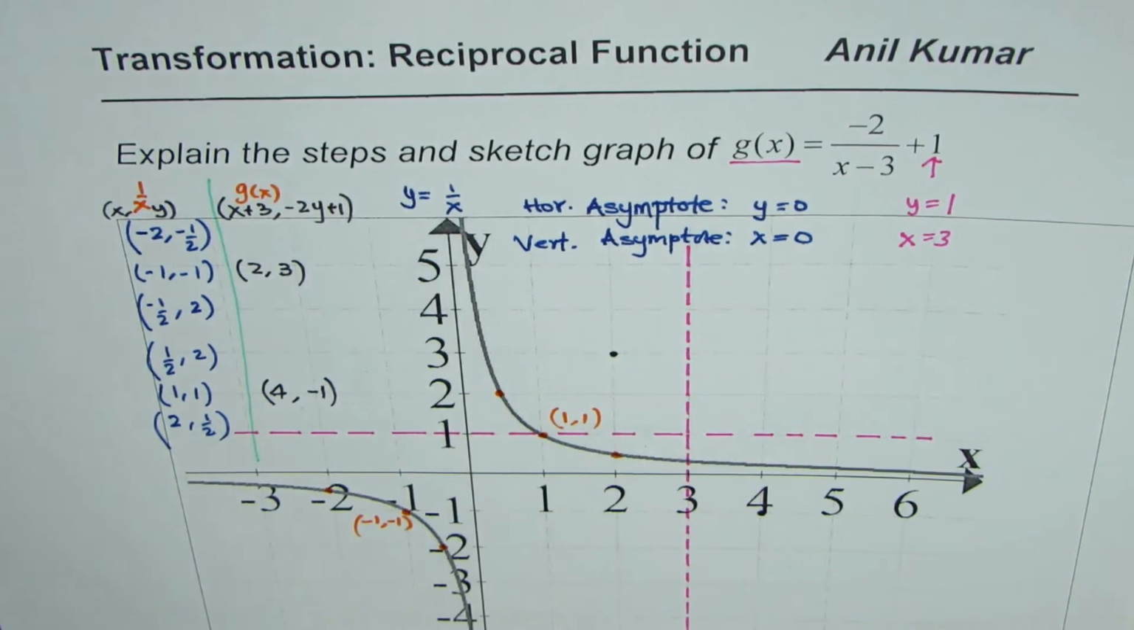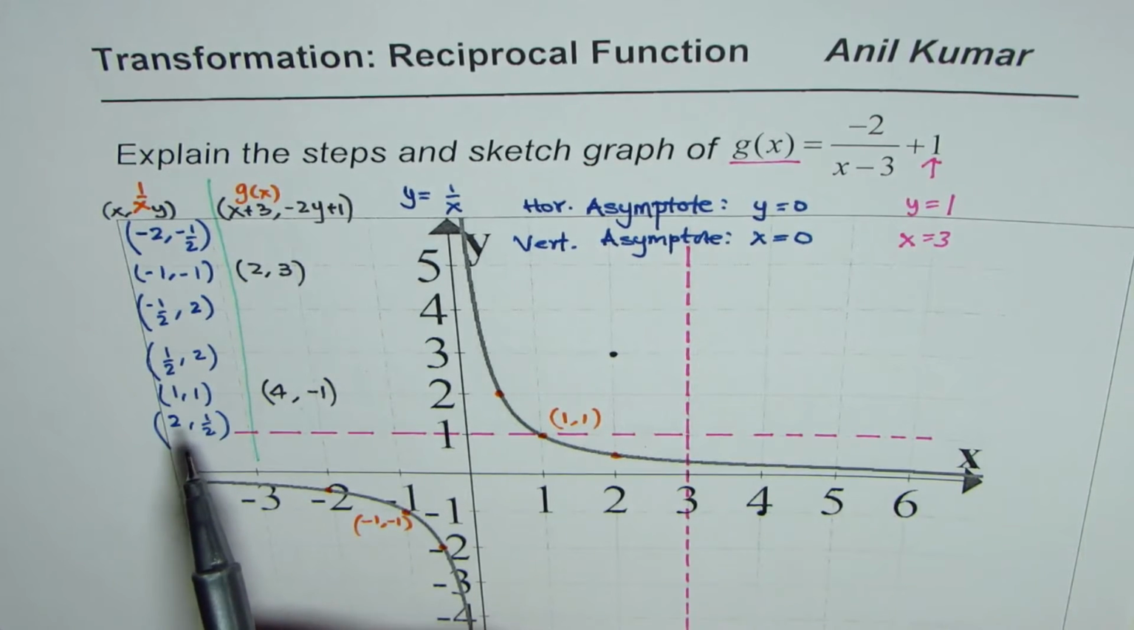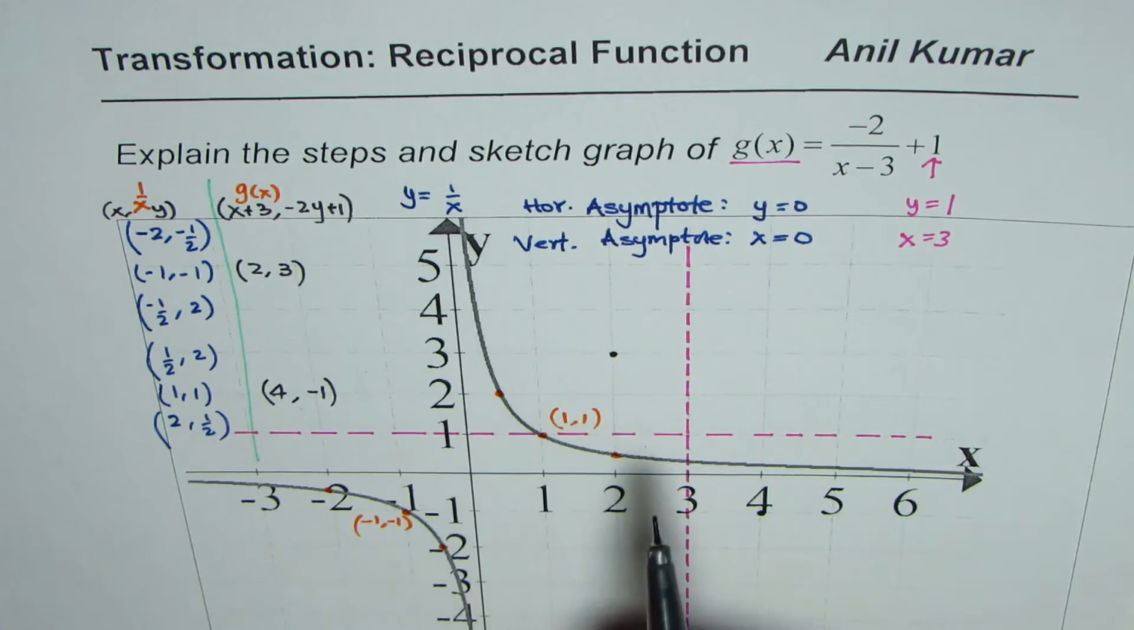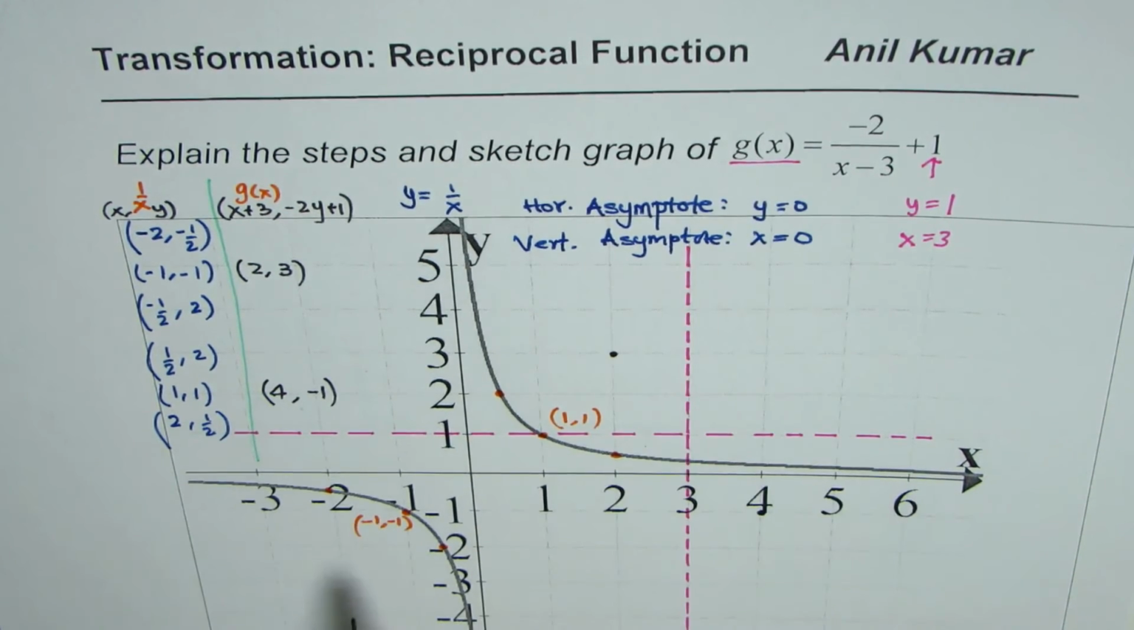Do you see? That's very critical for these graphs. Once you do that, more or less, you have a good idea of how to finally sketch the graph. I hope that makes things very clear. Okay, and then you can perform other calculations also and get a few more points. Now I'll get a few points using transformation.